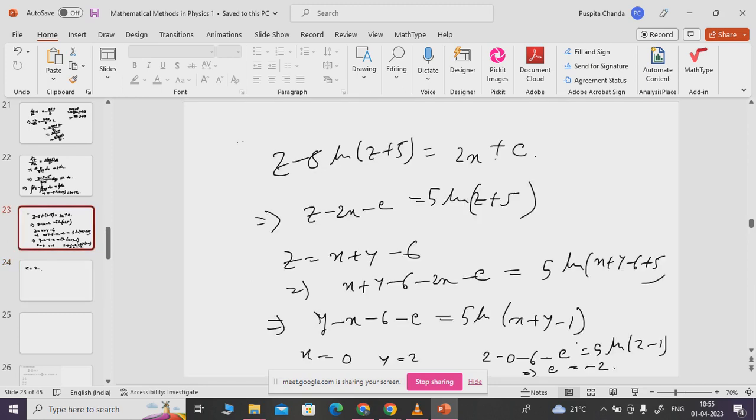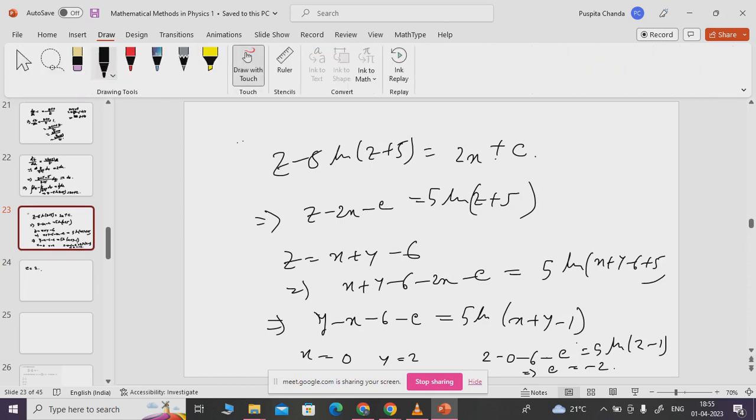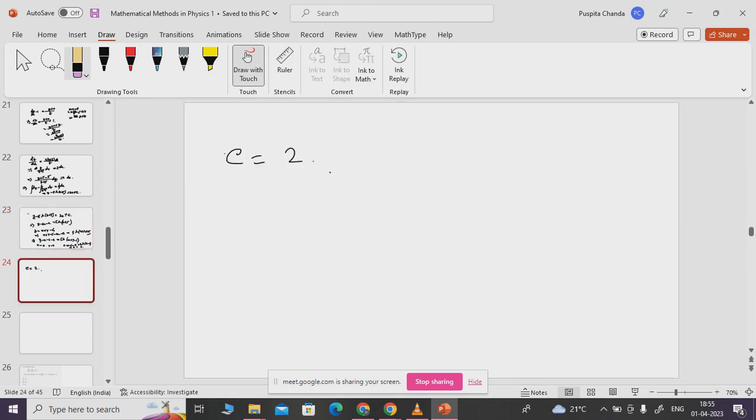So c is equal to 2. C is equal to not minus 2, it is 2. When we put this kind of value, 2 minus 6 minus 4, 5 into minus 5. So that's how it becomes 2.